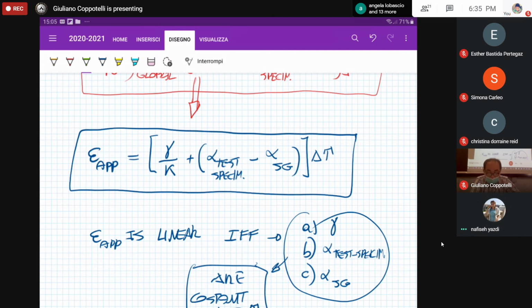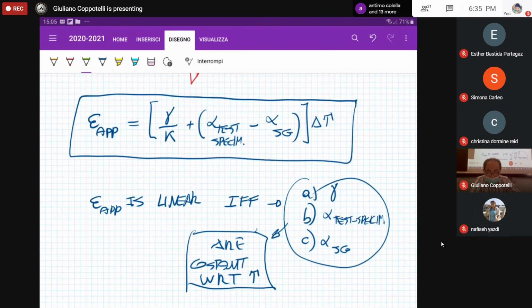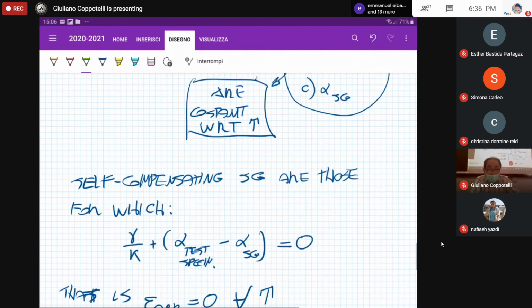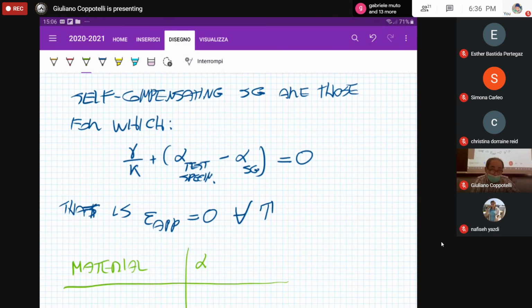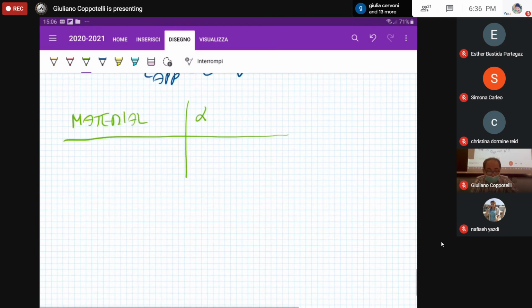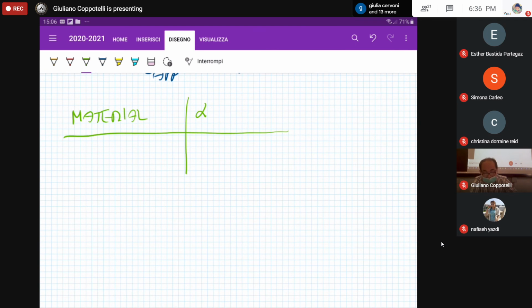Okay, thank you. Of course, that is 0 in theory, but we can have the quantity 0 in a certain prescribed temperature range, not every time, everywhere. And in this sense, we are calling those kinds of strain gauges self-compensating with respect to temperature. Just to remind you of the different values of the linear thermal coefficients, here are some values.